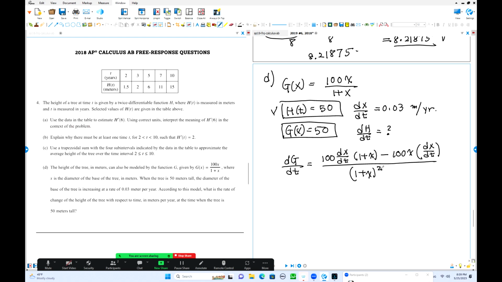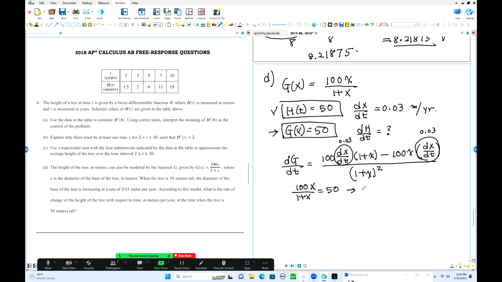Now we need to get the value of x there, okay? dx dt is given as 0.03, this one and this one. But we still need the value of x. How can you find the value of x from here? At this moment, g of x equals 50. So 100x over 1 plus x equals 50, right? At this time, you can find the value of x.